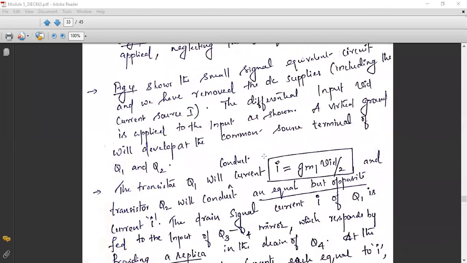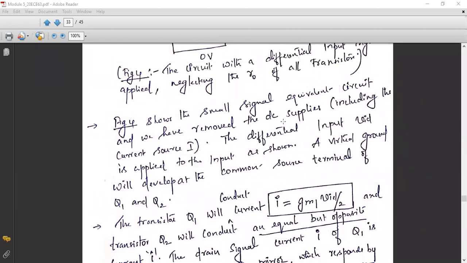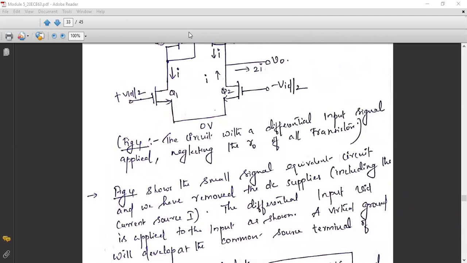Okay. So what is I? What is I? I is nothing but gm into VGS. Isn't it? The drain current I, as a small signal current, can be expressed as gm into VGS. Are you remembering or not? From the second module itself, we were using this equation I equals gm VGS. But what about VGS of this circuit? It is VID by 2, right?